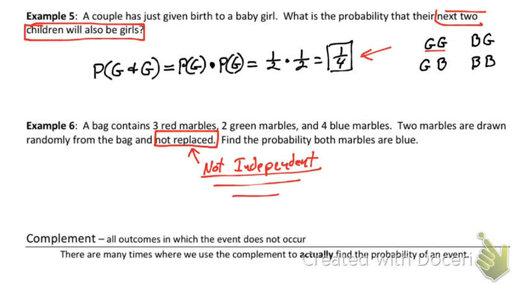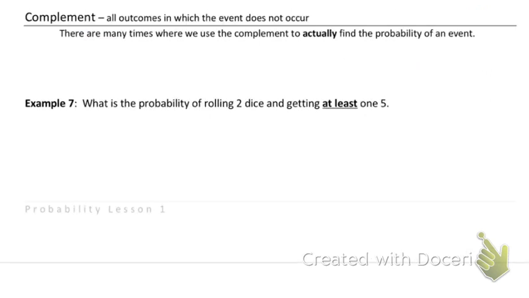But fear not, we will cover this tomorrow. It's not really that much more different, but we're going to worry about that tomorrow. Because the first thing I really want to talk about is complements. Complements are all outcomes in which the event does not occur. So if I asked you what's the probability of getting 2 5s, the complement would be the probability of not getting 2 5s. And there are many times where using the complement is actually easier to find our probability in an event. And in fact, I have this word underlined. Usually if it says "at least," it usually means we're going to use the complement. It's going to be easier to find. So let's talk about the complement really quick.